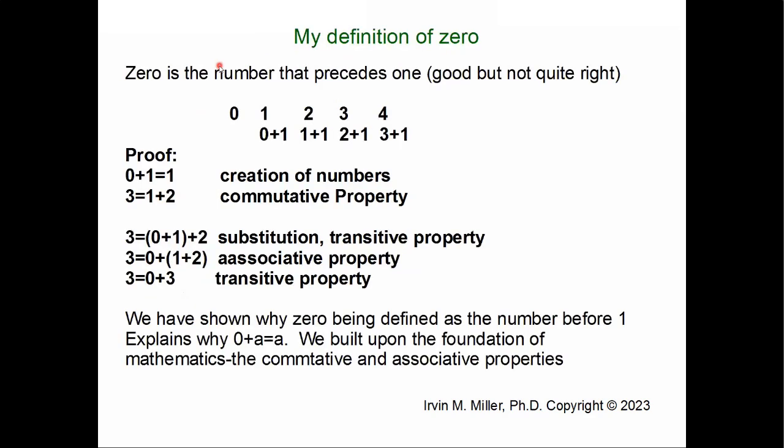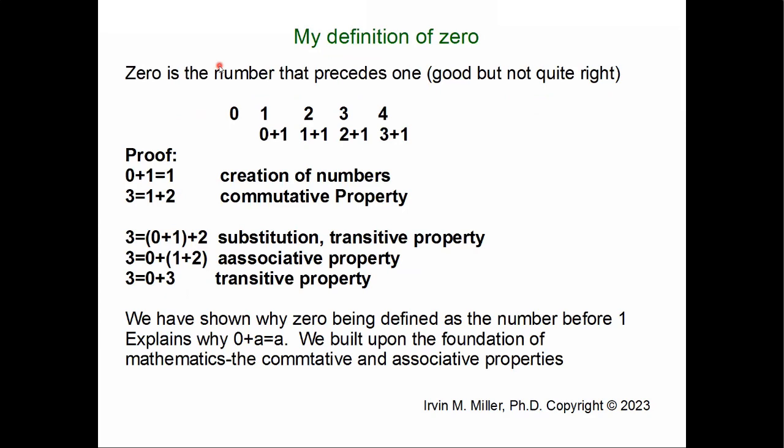Now, let's look at 0 in a different way. What we're going to do is note that 1 can be used to create numbers. So for the number 3, we add 2 to the previous number. For the number 4, we add 1 to the previous number. Well, in the case of 1, the previous number is 0. So 0 plus 1 would be equal to 1.